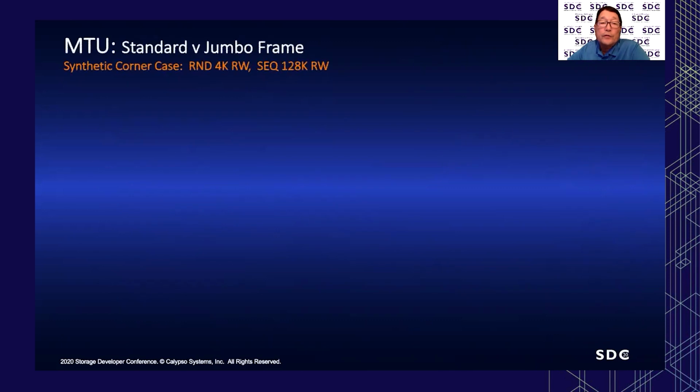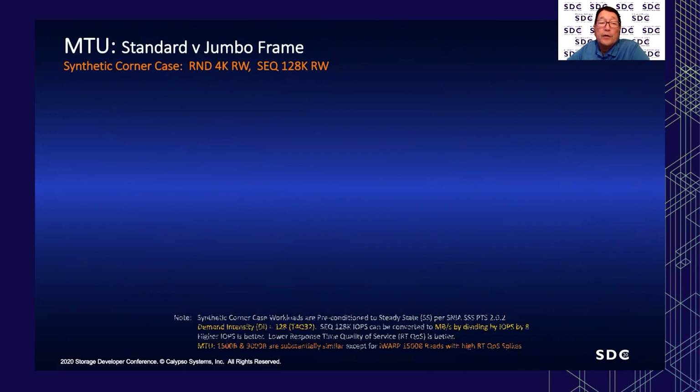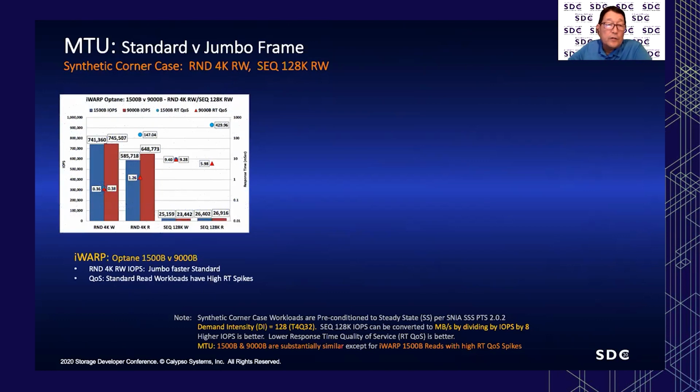So in our first comparison, we're looking at comparing standard and jumbo frames. For the synthetic corner case, or random 4K read-write, and the sequential 128K read-write, we set the demand intensity at 128, or thread count 4, queue depth 32. In the first case on the left, we see blue and red columns. The blue column is standard 1500 byte, and the red is jumbo. So in the case here, you can see for random 4K read-writes, the jumbo is slightly faster than the standard.